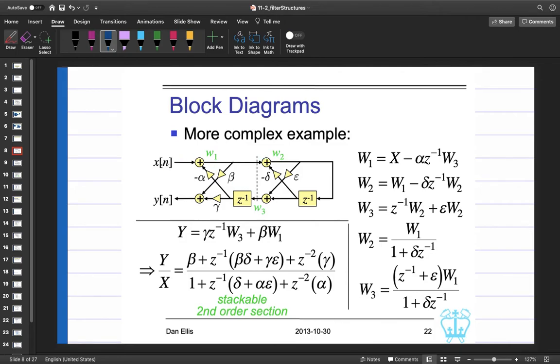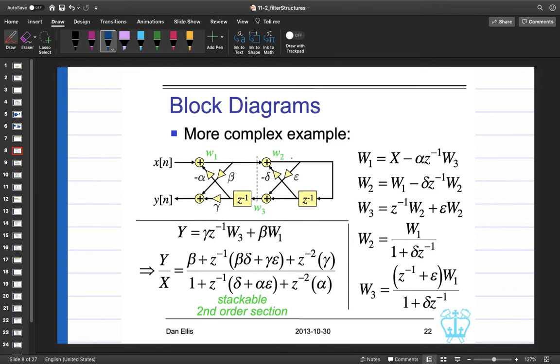Okay, it's very simple. So you give some dummy names to the outputs of the summers, like W1. What is W1? This is XZ or XN. Okay, XZ minus alpha times Z inverse W3. So W1Z, basically you call it as W1, omit Z for the time being, just for simplicity, simple representation. X minus alpha Z inverse W3, right?